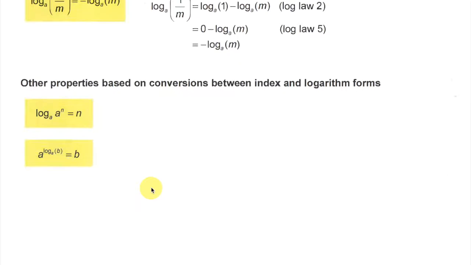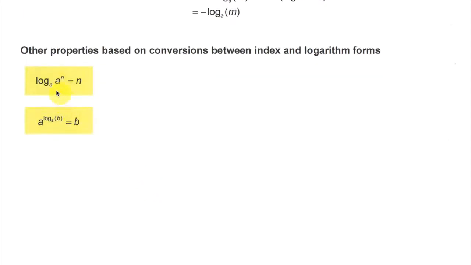And just some other properties that we have. Log base a of a to the power of n will just be equal to n. So if you've got log base a and you've got that same number there to the power of n, just n. So as an example, if we had log base 10 of the number 10 raised to the power of 4, then the answer for that would be just 4. So if you like, the a parts here cancel each other out.